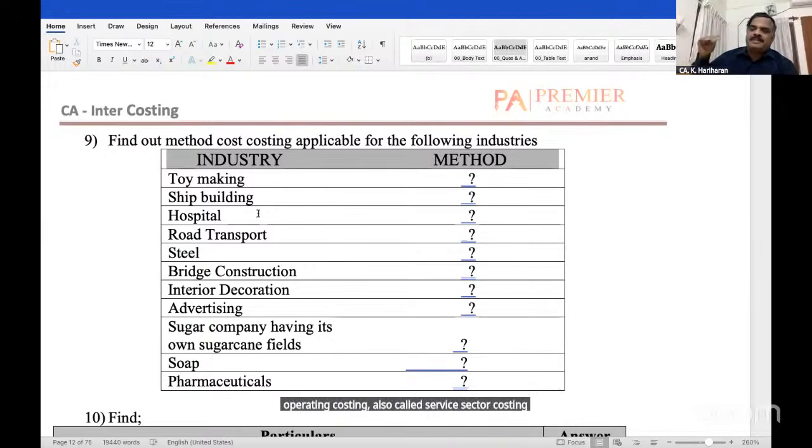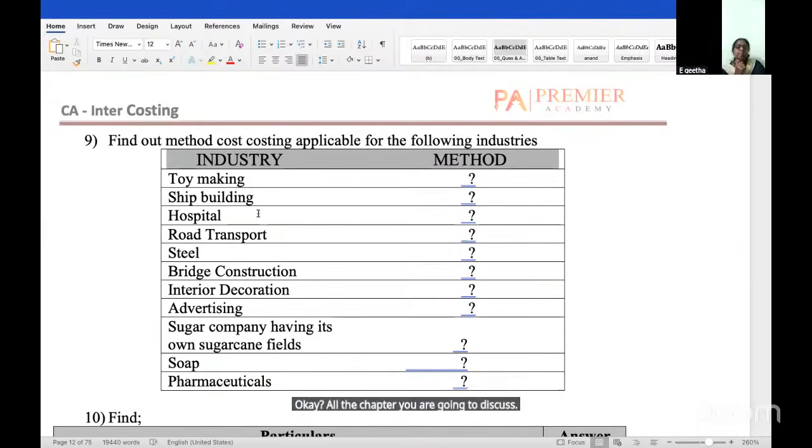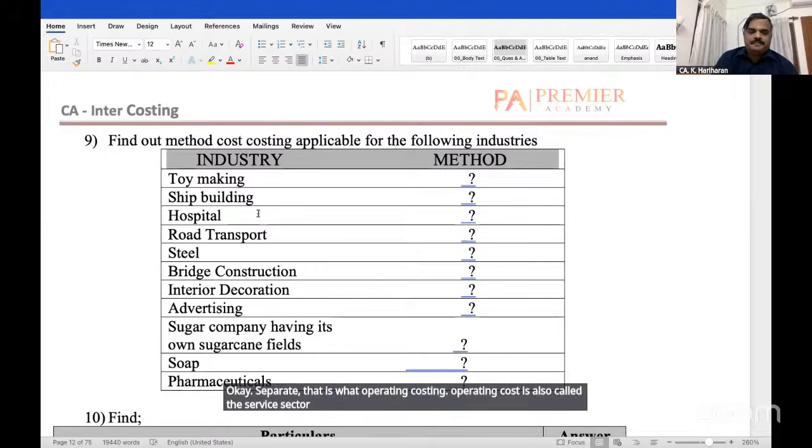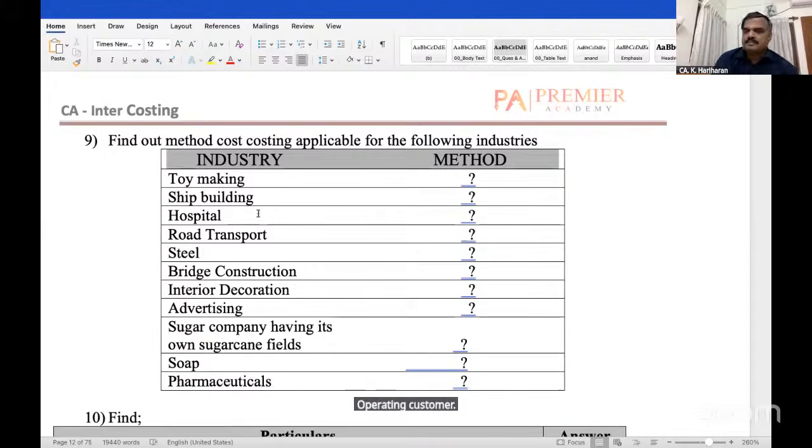This is not separate. Service sector costing is a separate chapter for you. All the chapters we are going to discuss. Operating costing, also called service sector costing. Road transport. Operating cost.